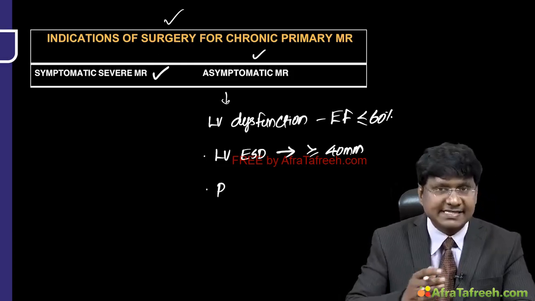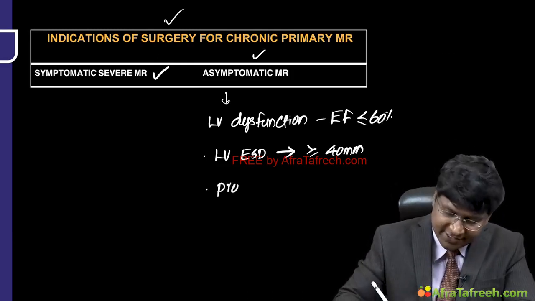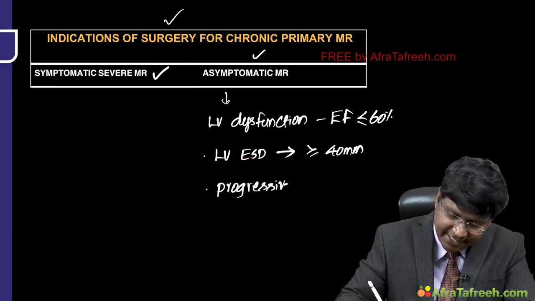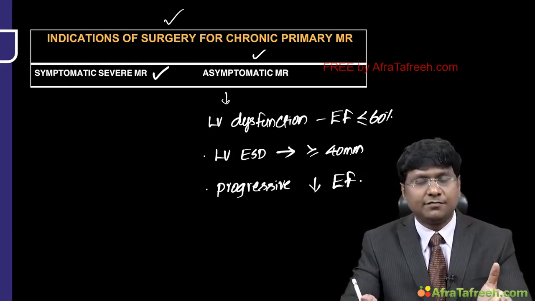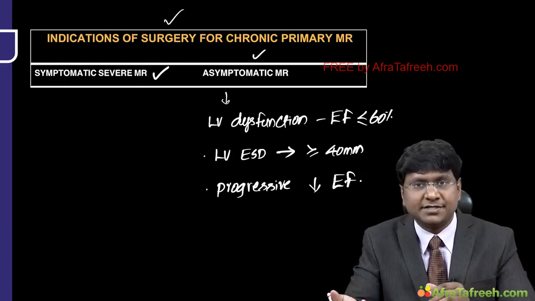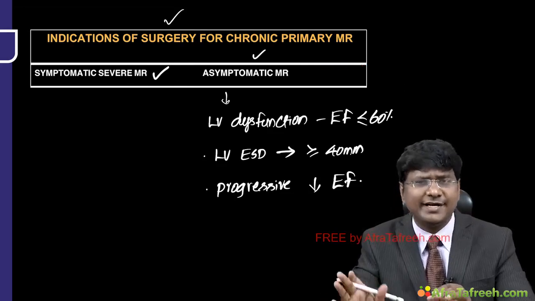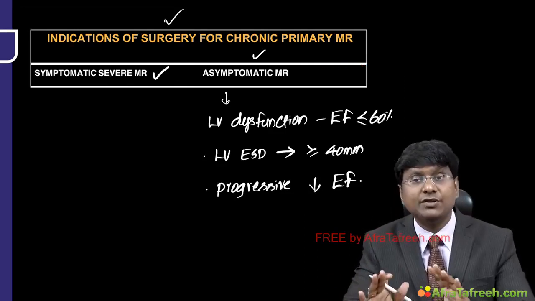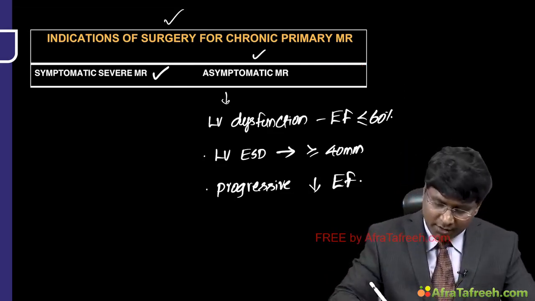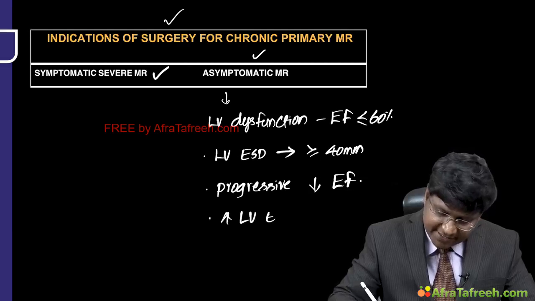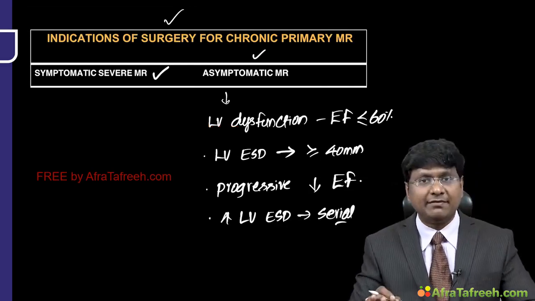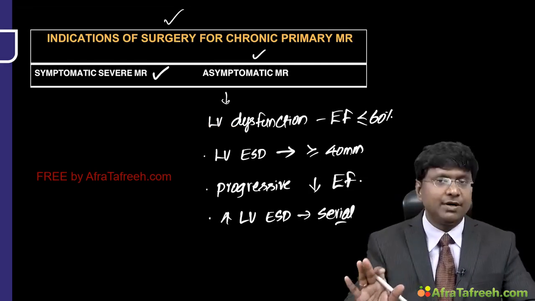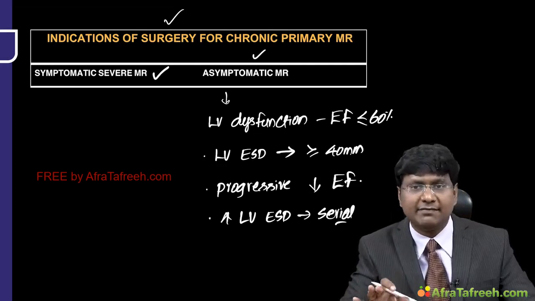And on serial 2D echo, if there is a progressive decrease in the ejection fraction. For example, in the previous visit, 6 months back, the ejection fraction was around 65%. The next visit, it has become 62%. And the next visit, it has become 60%. So it's an indication for valve replacement or valve repair, even though the individual is asymptomatic, okay? Or if there is an increase in LV end systolic diameter on serial echo, that is also an indication for valve repair or valve replacement. So this is about the indications for when you should do valve repair or valve replacement.